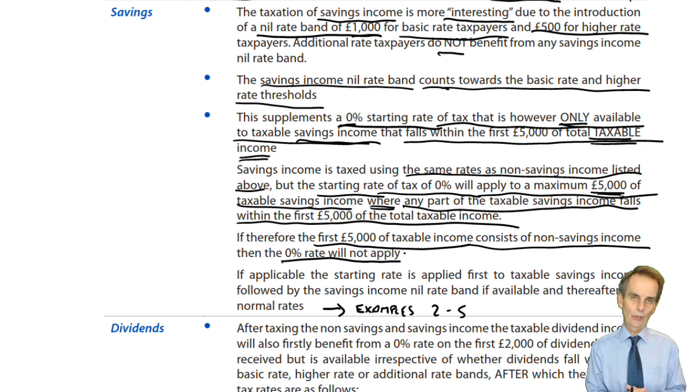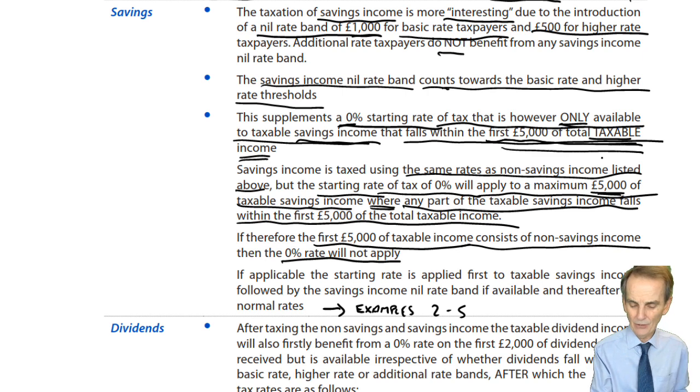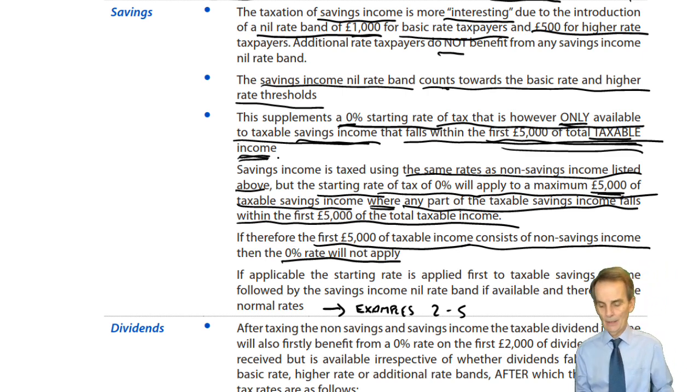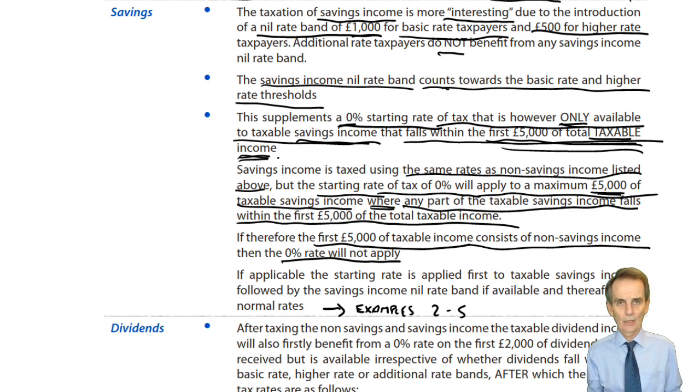So 15,000 non-savings income, take away your personal allowance of 12.5, gives taxable non-savings income of 2,500. So of the first £5,000 of total taxable income, 2,500 of that is used up by the non-savings income. That would leave only a possible maximum of £2,500 of starting rate band to use against any savings income that was now to be taxed.